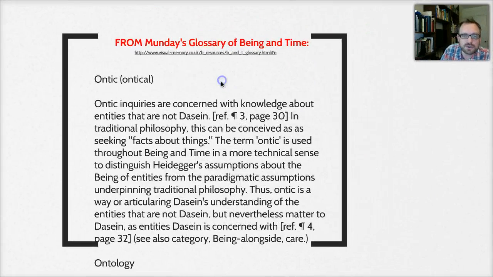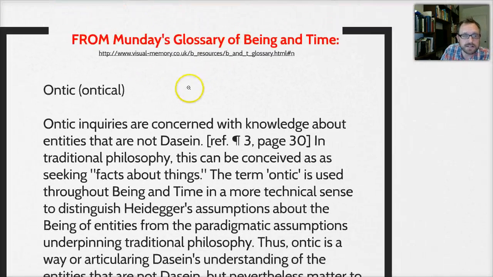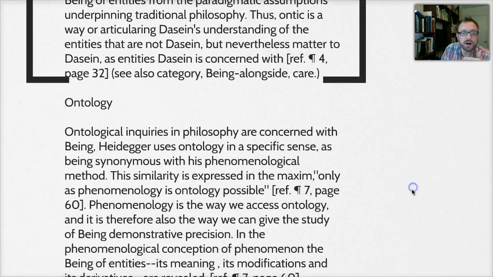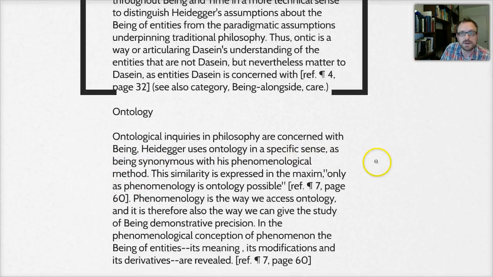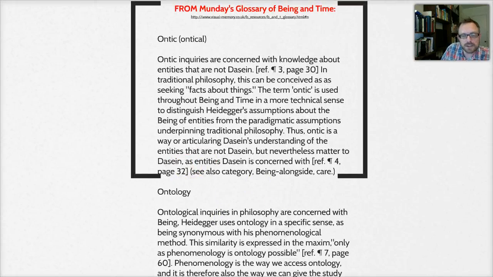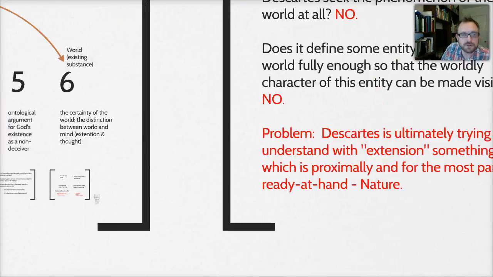Now, a great place to look at some of this comes from Mulhall's Glossary of Being and Time. Here's the URL if you want to pause the video and take a look at it. Sorry, I can't zoom in very well. On the one hand, when we talk about the ontical, inquiries are concerned with knowledge about entities, right? The ontical concerns beings with a lowercase b, whereas the ontological concerns Being with a capital B, right? It writes that Heidegger uses ontology in a specific sense as being synonymous with his phenomenological method, right? So we're not going to go into all that. And then there's the ontological, but I'm not going to go through that. But take a look. There are some great resources here. I thought I'd just throw them up for you real fast.